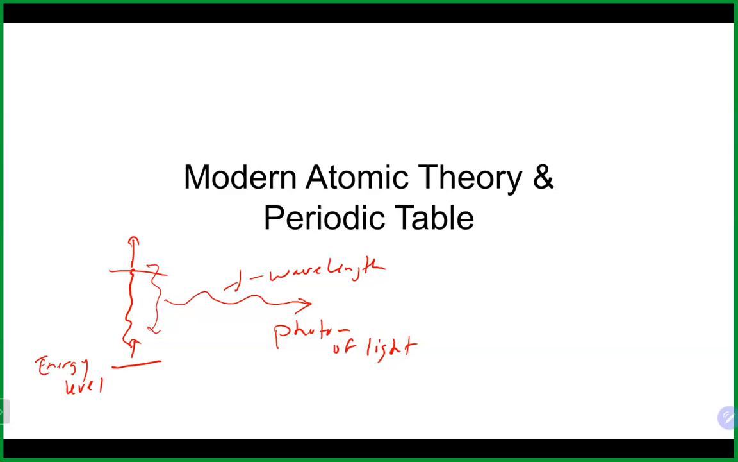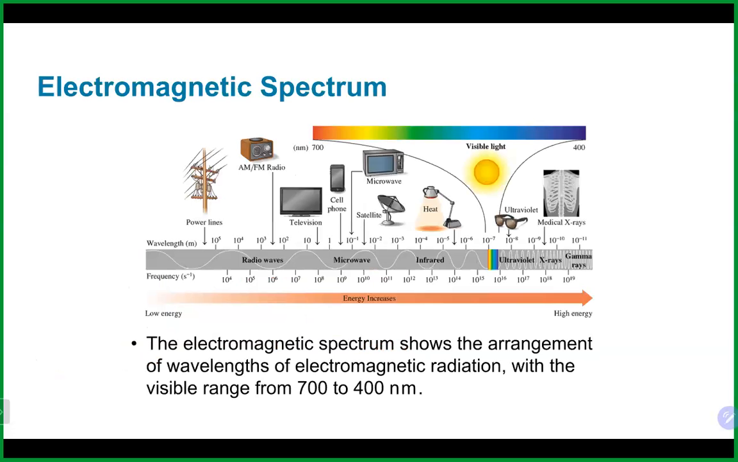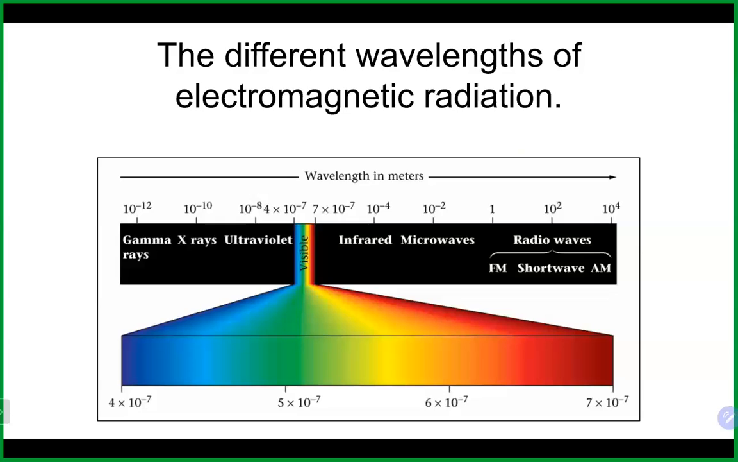So when we have electrons transitioning from one energy level to the next, there's a certain exchange of energy that occurs. And it falls somewhere in what is known as the electromagnetic spectrum.